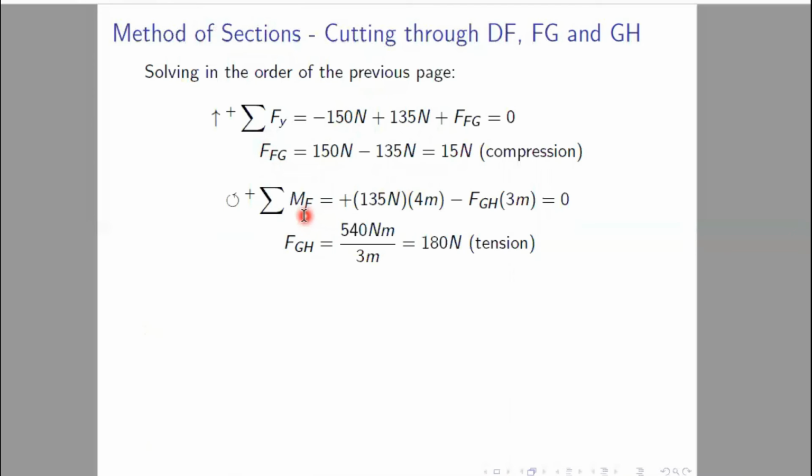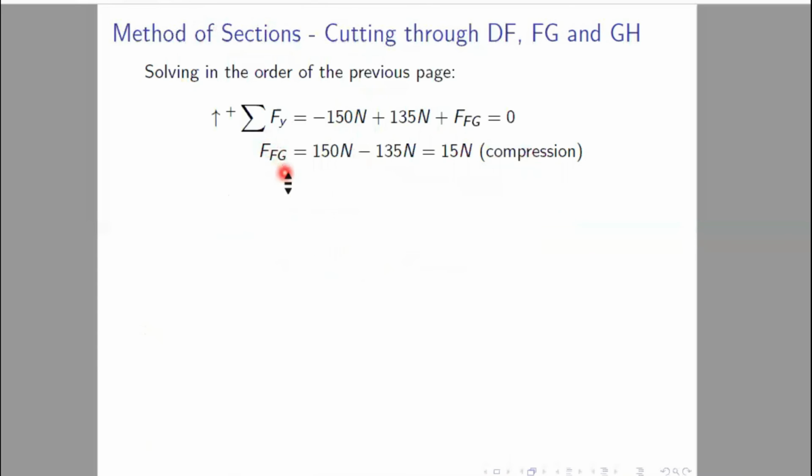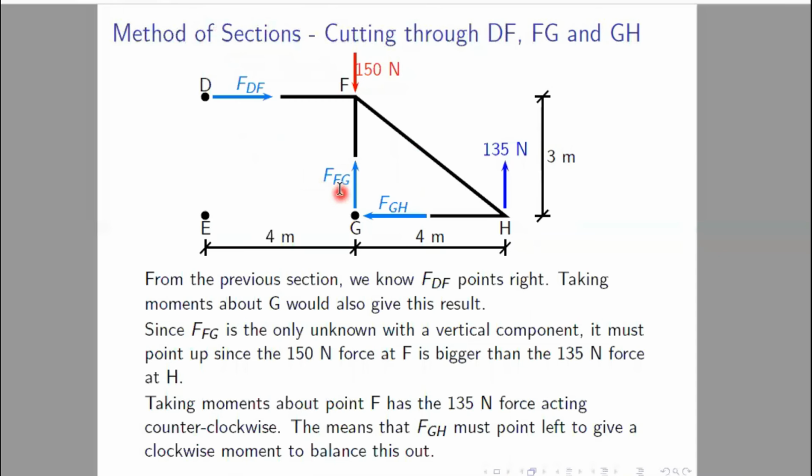And taking moment about F equals 0, we will get that FGH equals 180 Newton, tensile in nature. And why are we writing tension for this one and compression for that one? Because if we look at the figure, this is FG, and we have assumed a compressive sign convention. Our arrow represents that this force is compressive in nature, and if our value comes out to be negative, then it is actually compressive.